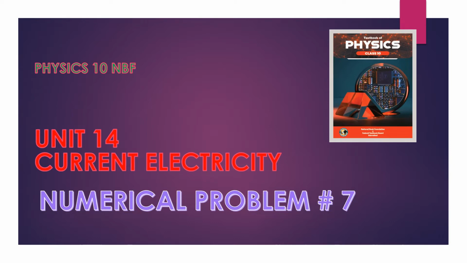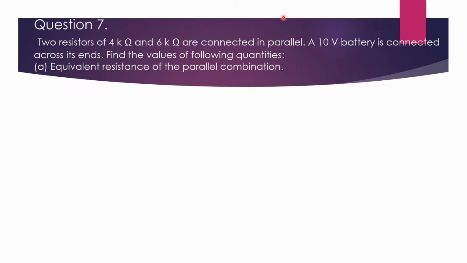This is numerical problem number 7 of unit number 14, current electricity, Physics 10, National Book Foundation. Question number 7 says two resistors of 4 kilo ohm and 6 kilo ohm are connected in parallel. A 10-volt battery is connected across its ends. Find the values of the following quantities. There are three different quantities that have to be calculated. Number one is the equivalent resistance of the parallel combination.